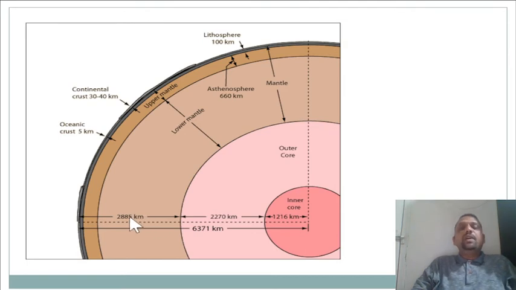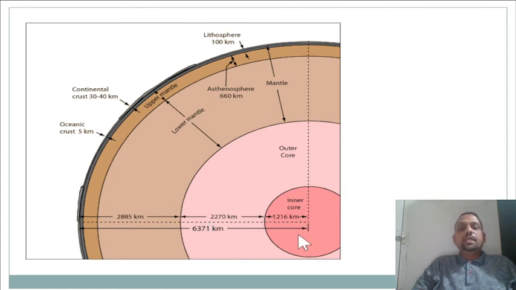Okay, so this figure may vary from reference to reference, book to book. You can refer to it. See, the width of the asthenosphere is about 660 kilometers. Here you can see the layer in orange color from the upper mantle to the lower mantle. This layer is known as the asthenosphere, which is a deformable layer. And here, 2270 kilometers is the width of the outer core, and 1216 kilometers is the radius of the inner core.